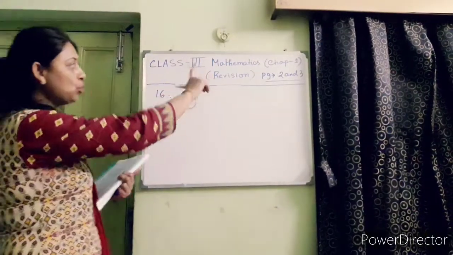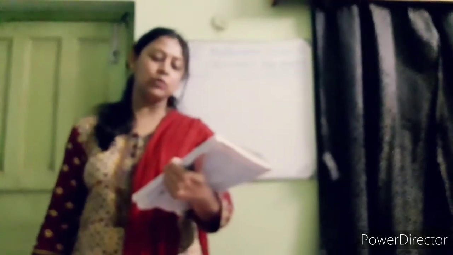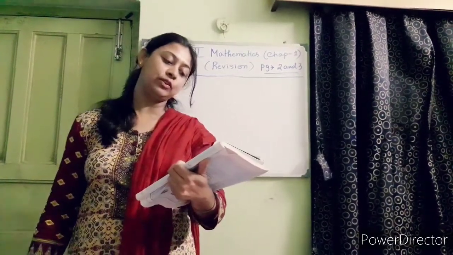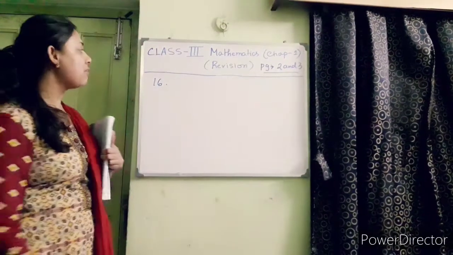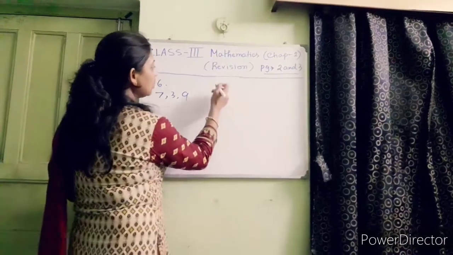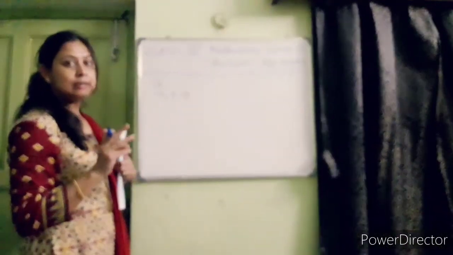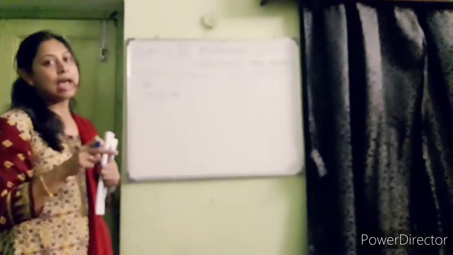Question number 16, page number 2. Everyone open your book, page number 2. Write all the possible 3-digit numbers using the digits 7, 3 and 9. First, you have to make 3-digit numbers, so you will get 3 places: hundreds place, tens place and units or ones place.